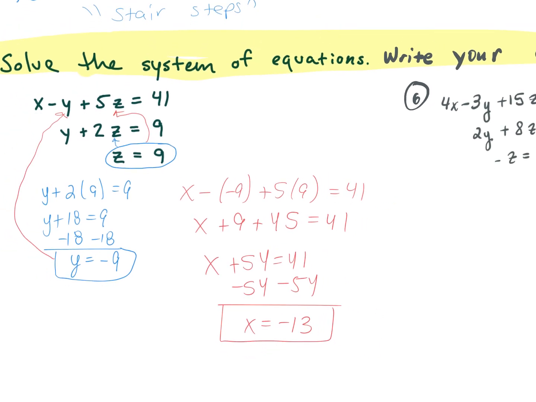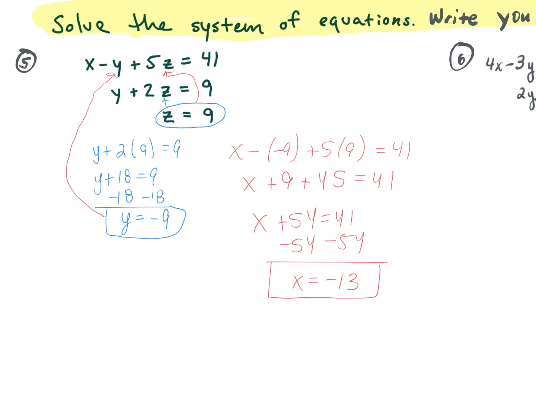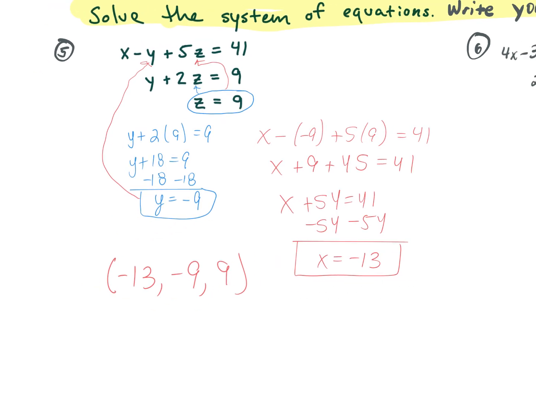Does the order matter? Yeah, absolutely. So what is my ordered triple here? Negative 13, negative 9, positive 9. You're going to write it in ABC order, x, y, z. Now, what's something you could do to just make sure that it works? You can plug it back in. You go back into the original, that's fine.